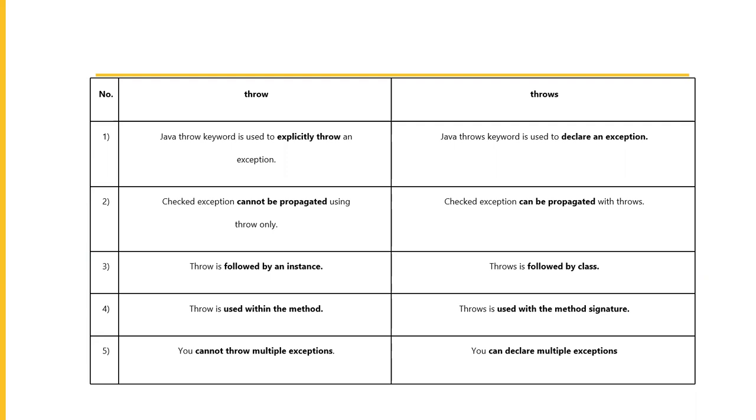Throw is followed by an instance, meaning we are creating an object for the throw and sending it to the JVM. But throws is always followed by a class. Throw is used within the method and throws we can use at the method level. So the throw keyword cannot be used with multiple exceptions. Only one exception we can throw, like what I explained in the earlier example, new exception name and the message. But throws can handle multiple exceptions. At a time, we can handle multiple exceptions with the throws keyword.